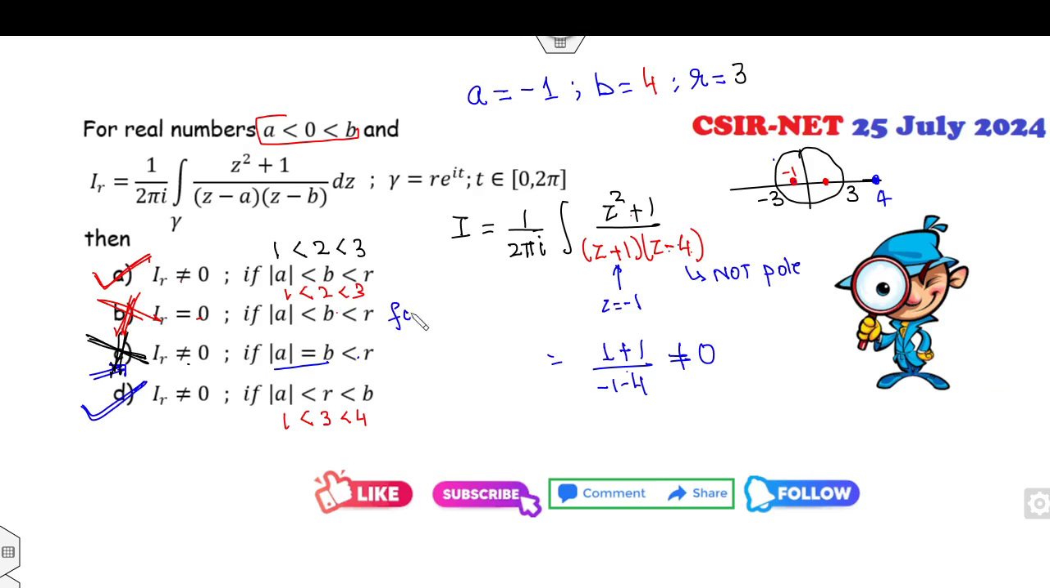So this statement is false. This statement is false. This statement is true. And this statement is true. And you can see if in the examination they are asking which statement is false, then B and C are the right answers. Otherwise, A and D are the correct answers.